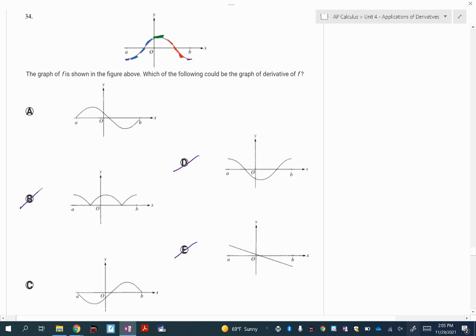The first thing I notice, if you look at my blue lines that I drew on the original, is those are positive. So I should start out with positive y values on my derivative. And what do you notice about C? C starts out with negative y values. So the only answer that makes sense is A.